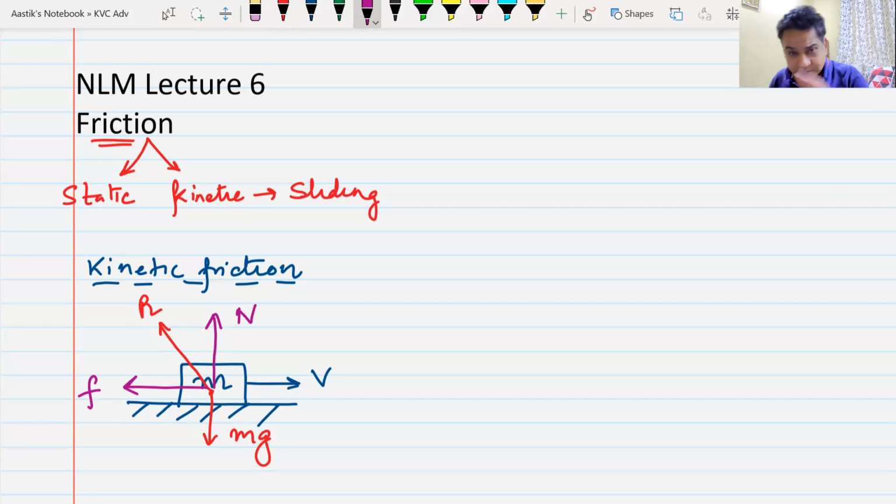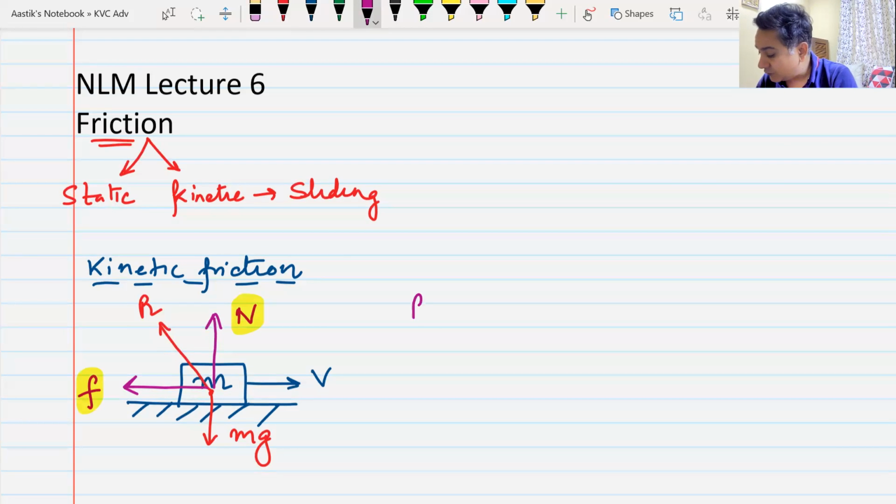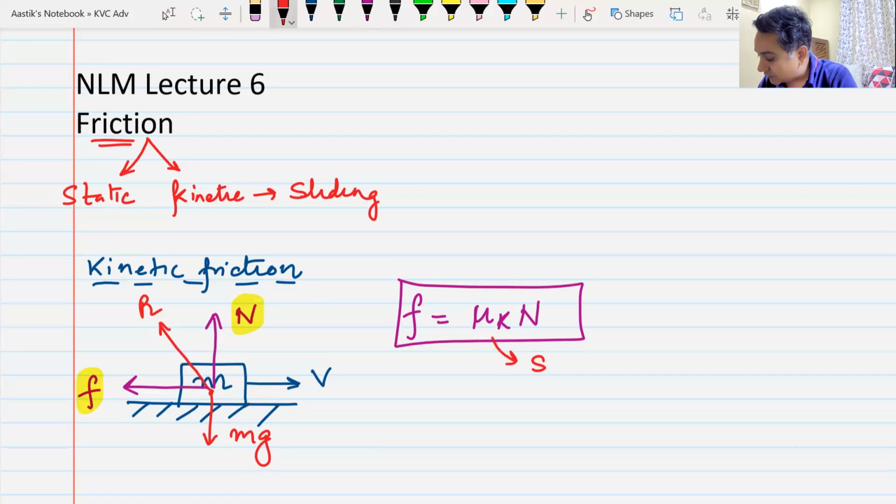Now, in this particular case, there is a relation between this frictional force and this normal reaction force. In case of a moving body, a sliding body, kinetic friction, this frictional force is always equal to mu k into N, where mu k is a constant which depends on the surfaces between them. What type of surfaces are there? Whether the surfaces are lubricated, whether the surfaces are rough, between any two surfaces, this mu k depends on that.